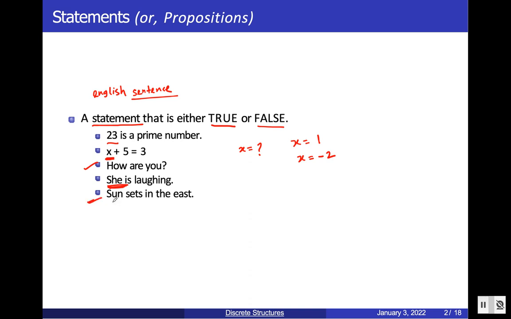The final one, sun sets in the east. That's a sentence. Let's see, the sun actually sets in the east. There is no confusion. Here we know about the sun, and the sun sets in the east. So the value of this statement could be either true or false.